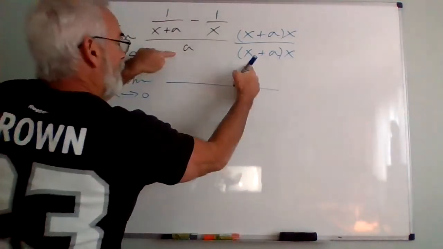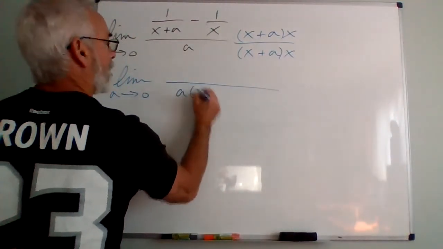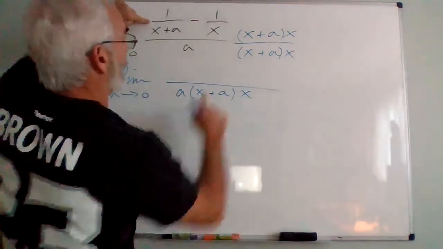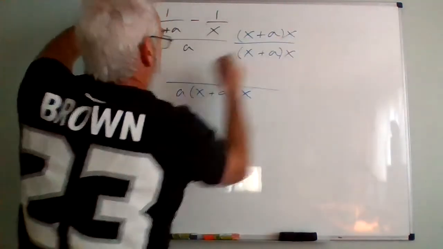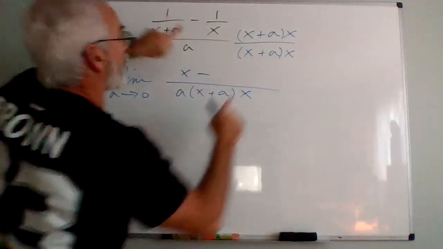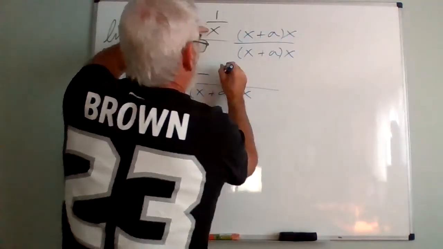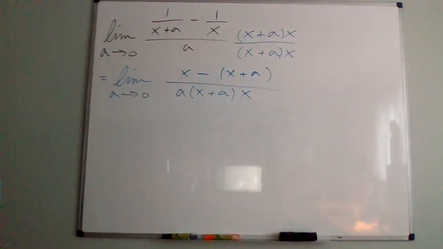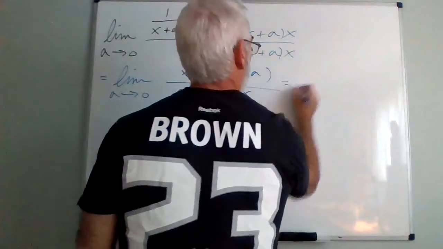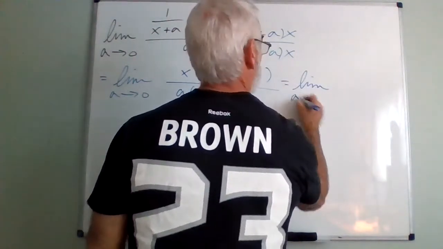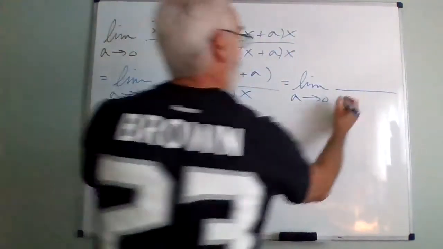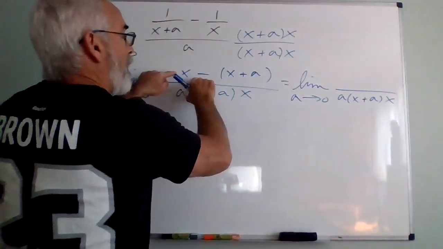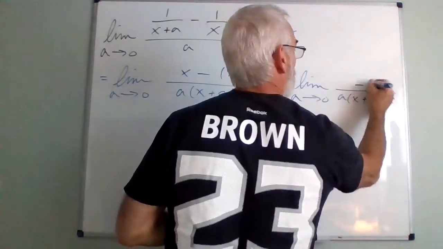So now my denominator, I'll do that first, that's the easier of the two, that's a times x plus a times x. My numerator, when I multiply this by this quantity, the x plus a is canceled, leaving me just an x. When I multiply this by this quantity, the x cancels, leaving me x plus a. Now you notice on top, if I go ahead and distribute that negative, I'm going to get the limit as a approaches 0 of, now my denominator is not going to change, but I'm going to have x minus the quantity x plus a, which leaves me simply with negative a.